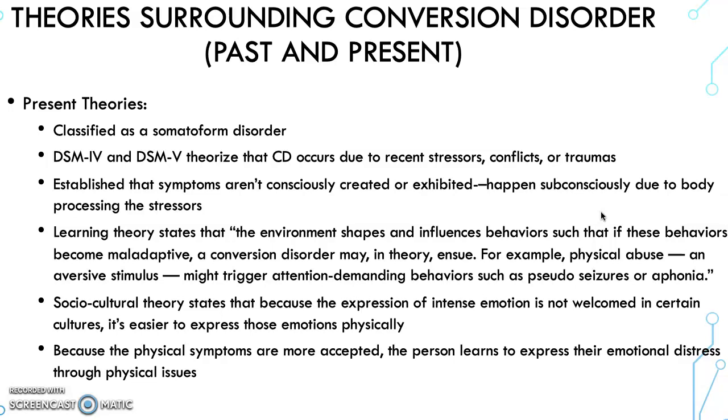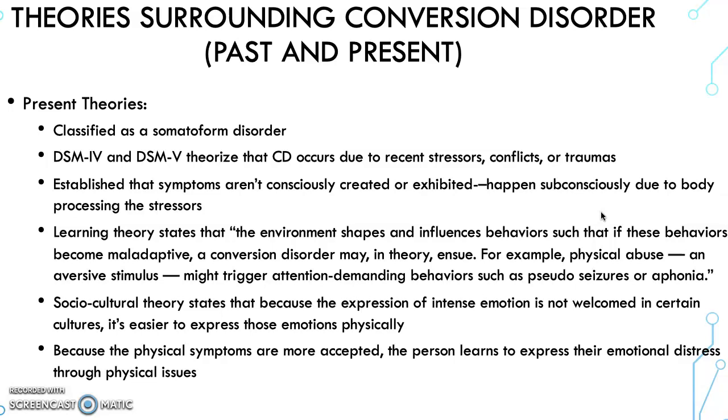So what this is saying is if someone is a victim of physical abuse, their mind might not know how to deal with it, so that their body kind of exhibits the symptoms, and they might have symptoms like headaches or seizures or weakness in their legs, just all sorts of different things.